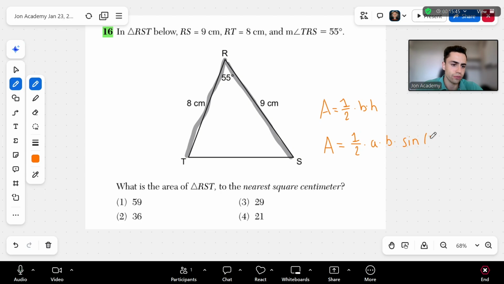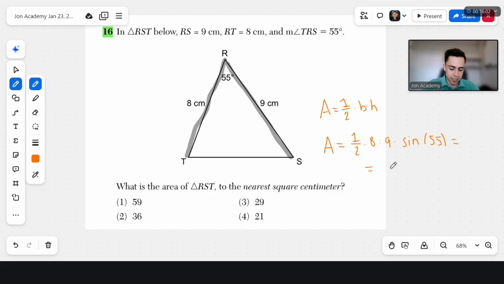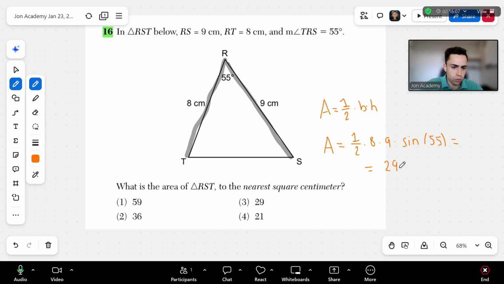So we can write already 55 here, no? A would be 8, and the other side is 9. So we can write also this into the calculator. So 0.5 times 8 times 9, and then sinus of 55. And well, we are getting the full number is 29.489, and now we have to round to the nearest square centimeter, yeah, this is in square centimeters, no? And we have to round. So we are gonna be rounding down to 29. So this is gonna be the answer, the third one.